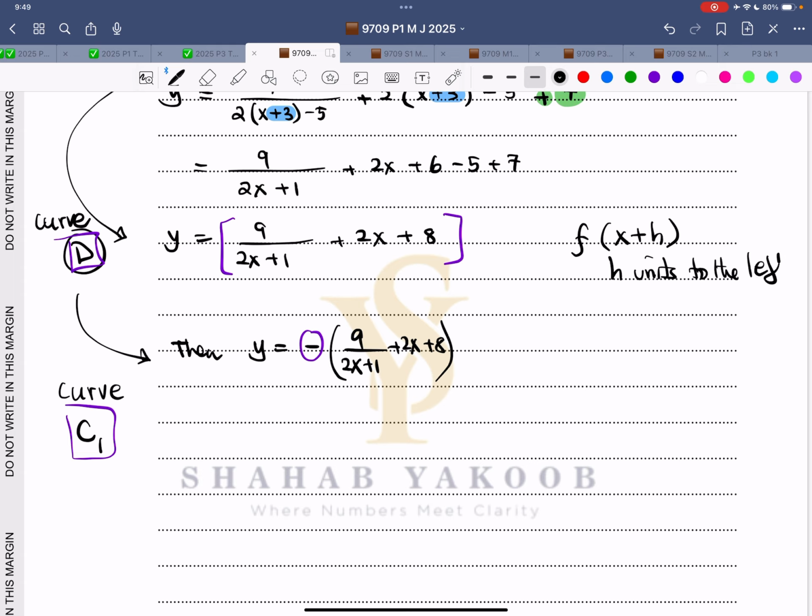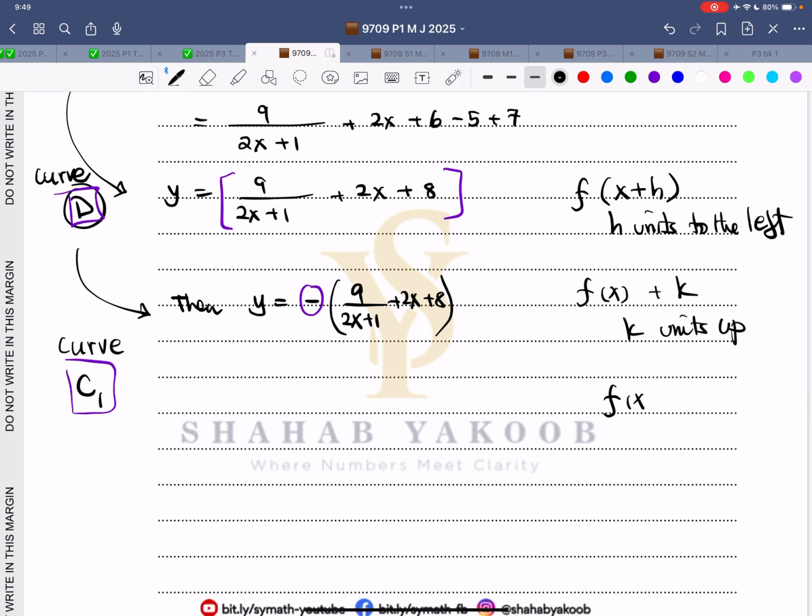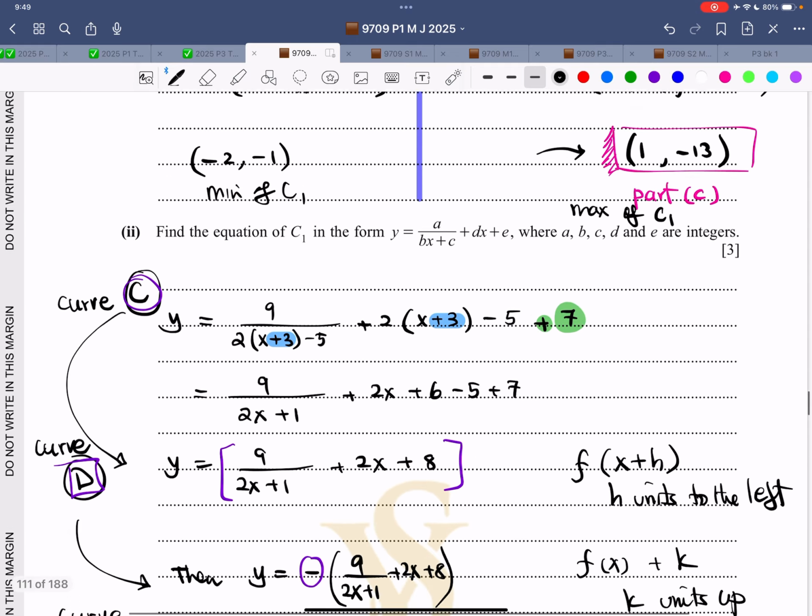That is one thing that was applied. f(x) plus k, that is k units up. And then f(x) with a negative sign, that is reflection in the x-axis. These are the three things that were applied over here.